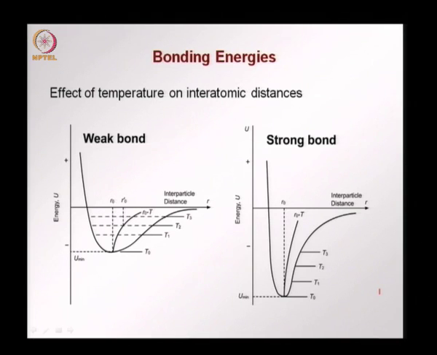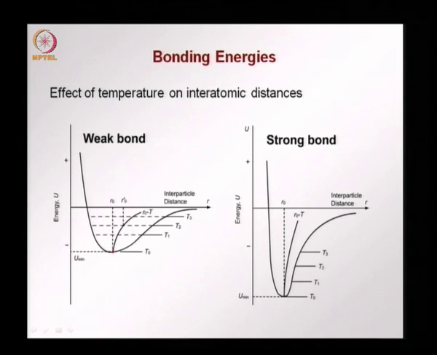We can also draw some conclusions on the effect of temperature on the behavior of the material by looking at the Condon-Morse diagram. On the left we have a weak bond and on the right we have a strong bond, and if you look at this diagram we see that above the minimum point, or this trough, we find that there are many positions of r which will have the same energy U.